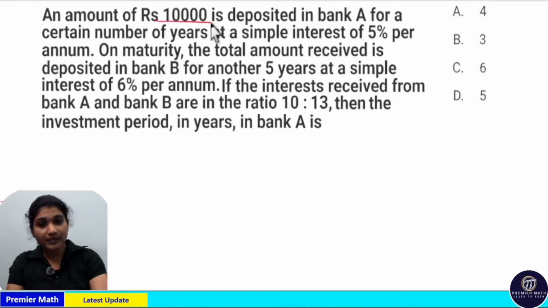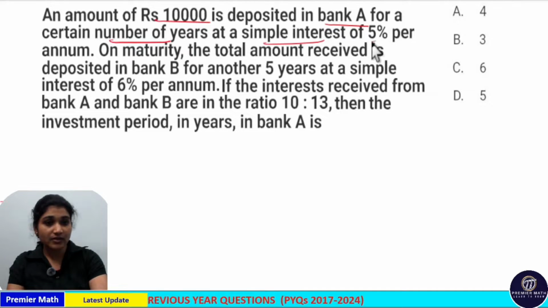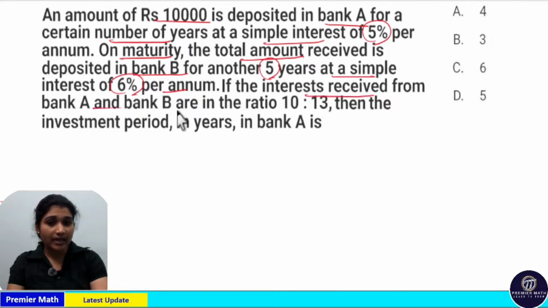An amount of rupees 10,000 is deposited in bank A for a certain number of years at simple interest of 5% per annum. On maturity, the total amount received is deposited in bank B for another 5 years at a simple interest of 6% per annum. If the interest received from bank A and bank B are in the ratio 10 is to 13, then the investment period in years in bank A is.